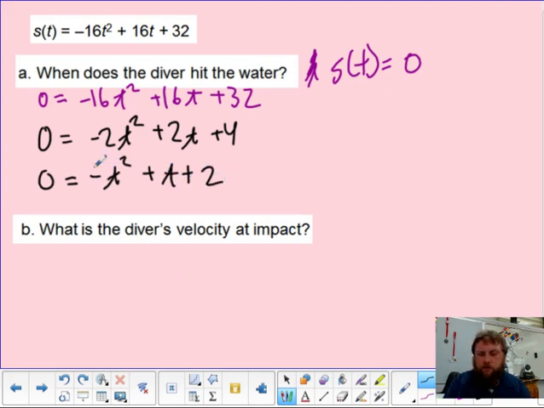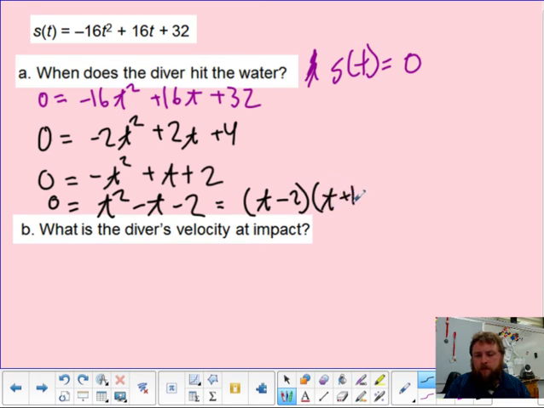And the neat thing, usually we're going to be factoring here. We don't usually have the negative term in front of the t squared. So we're going to divide by negative 1. So we get 0 equals t squared, basically flip the signs, minus t minus 2. All right, I'm going to factor this. And if you factor that, it's going to be t minus 2 times t plus 1. So our two solutions for t are t equals 2 and negative 1.